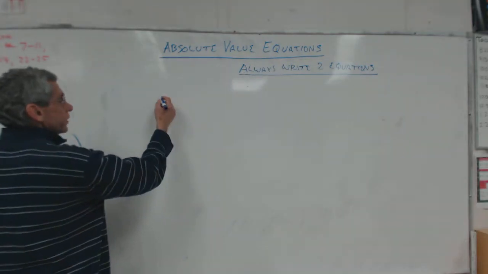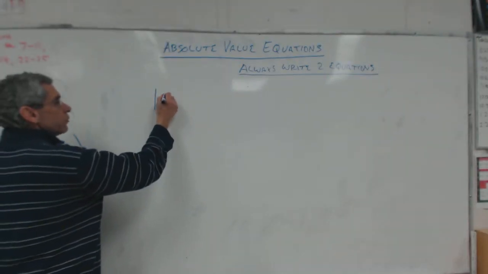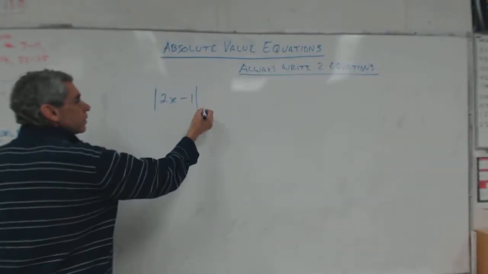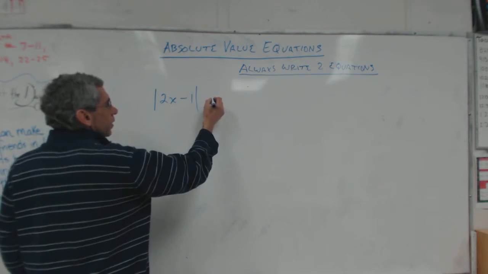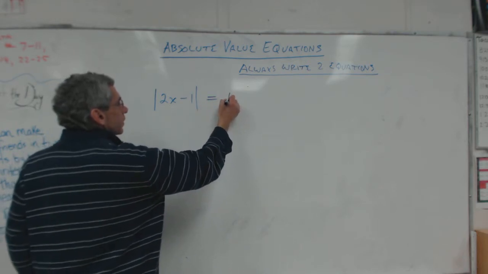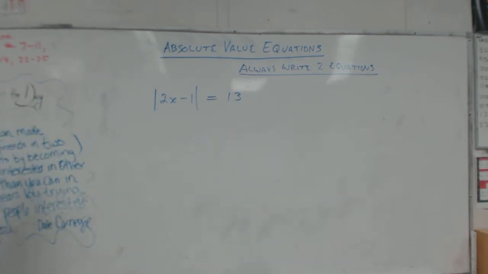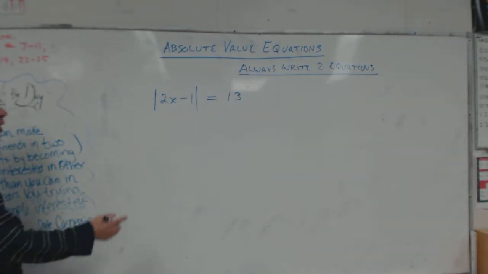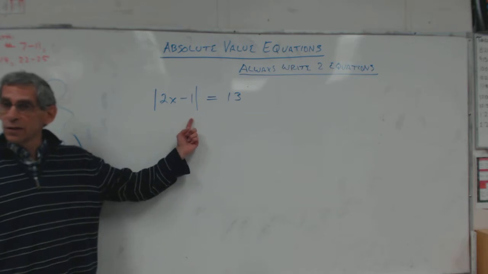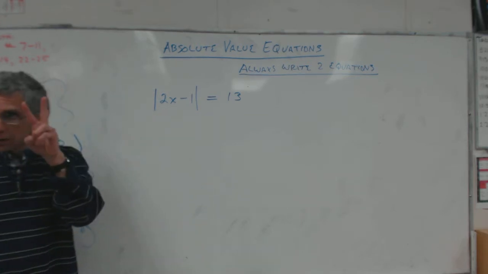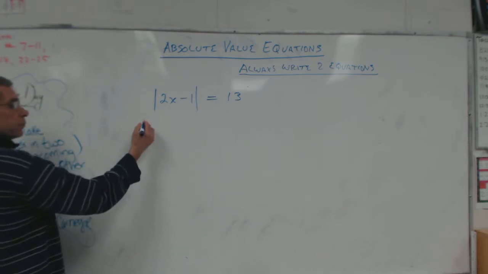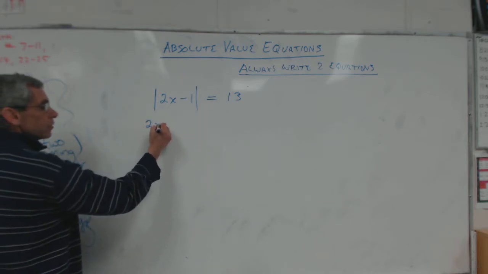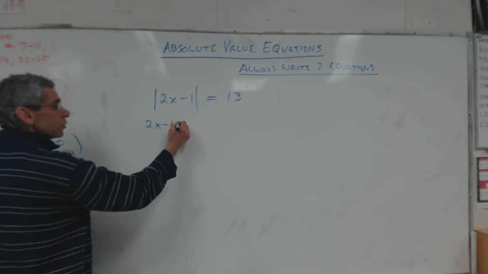One more. So let's say I had the absolute value of 2x minus 1 equals 13. Okay? So I am going to write the first equation, always two equations, right? Always two equations. The first one is exactly what you see without the absolute value sign. So 2x minus 1 is equal to 13.